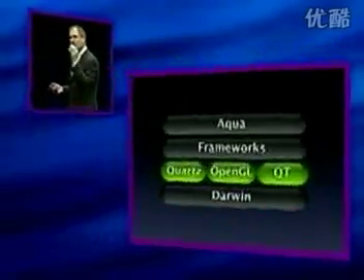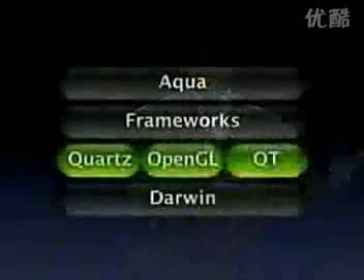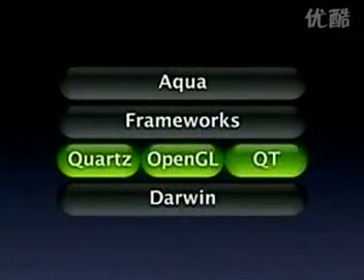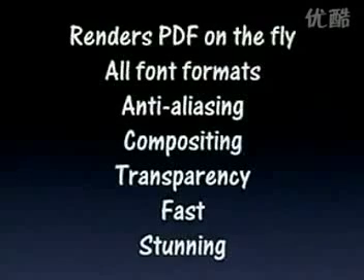Next is our graphics. We have 3 core systems in our graphics. Quartz, our whole new 2D graphics engine. OpenGL for 3D, and QuickTime. So Quartz renders PDF on the fly and anti-aliases it as well. We support all font formats, and we support compositing and transparency right in the graphics model. And you'll see what that means in a second. It's fast and it's stunning.